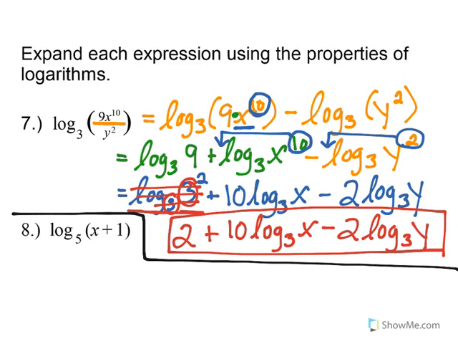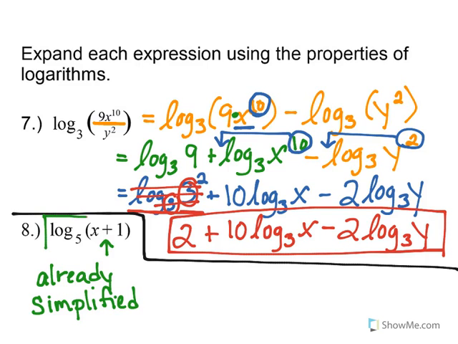When I look at number 8, I see log base 5 of x plus 1, and there's a plus here, but there was no rule saying what to do if there's a sum inside. If it was x times 1, I could split the product. If it was x divided by 1, I could split the quotient. If it was x to a power, I could do something. But this is actually already simplified. There's no product, there's no quotient, there's no exponent. So there's nothing I can do to expand this one. That's already fully simplified. So that is the answer, okay?